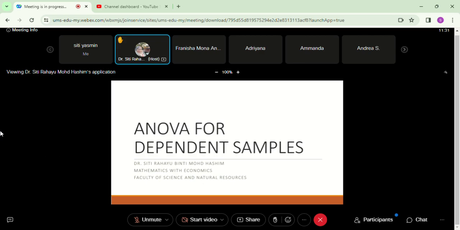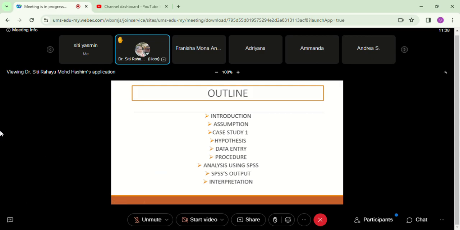Okay, Anova for dependent sample. It means analysis of variance for dependent sample. Unlike the Anova for independent samples, the way we carry out the analysis is slightly different, and I can admit that the procedure is slightly confusing. So you need to pay attention in our lecture tonight. So keep on coming.